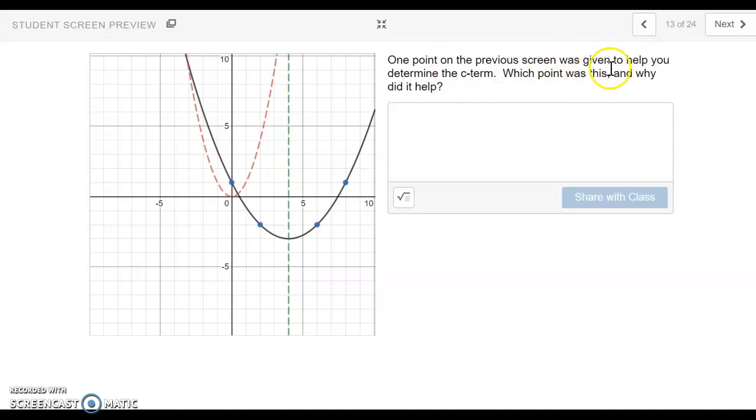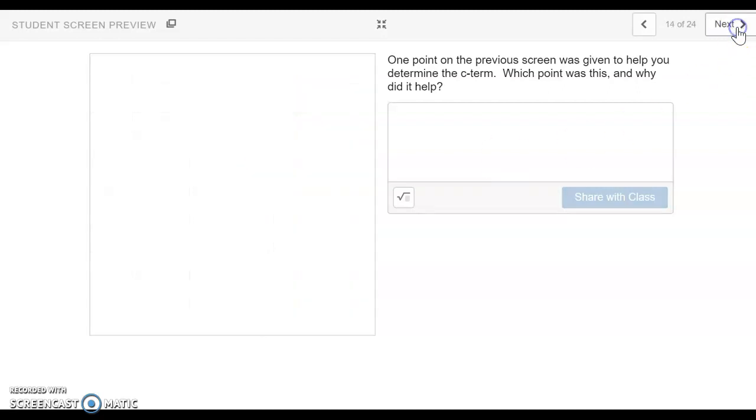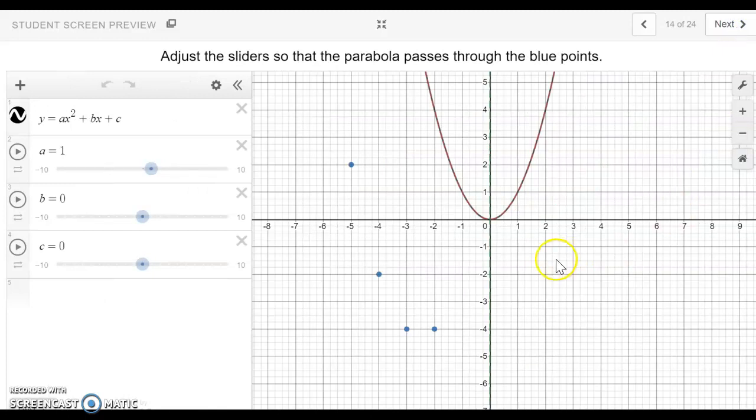One point on the previous screen was given to help you determine the C term. What point was that? And that's this point right over here. Y equals 1. That's your y-intercept. And y-intercepts determine point C. We'll take another look at number 14 real quick.